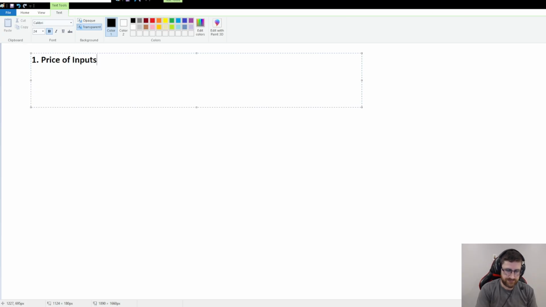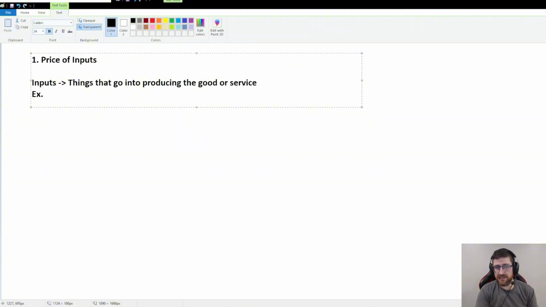So price of inputs. Right off the bat, we have to be careful. Inputs are just that, things that go into producing the good or service, right? Some common examples, the 2 biggest ones are raw materials and wages for labor. The raw materials that go into the good and service, oil, steel, copper, whatever, and the wages we pay our labor that makes the product, these are probably the 2 most common things we see change in test and quiz questions.